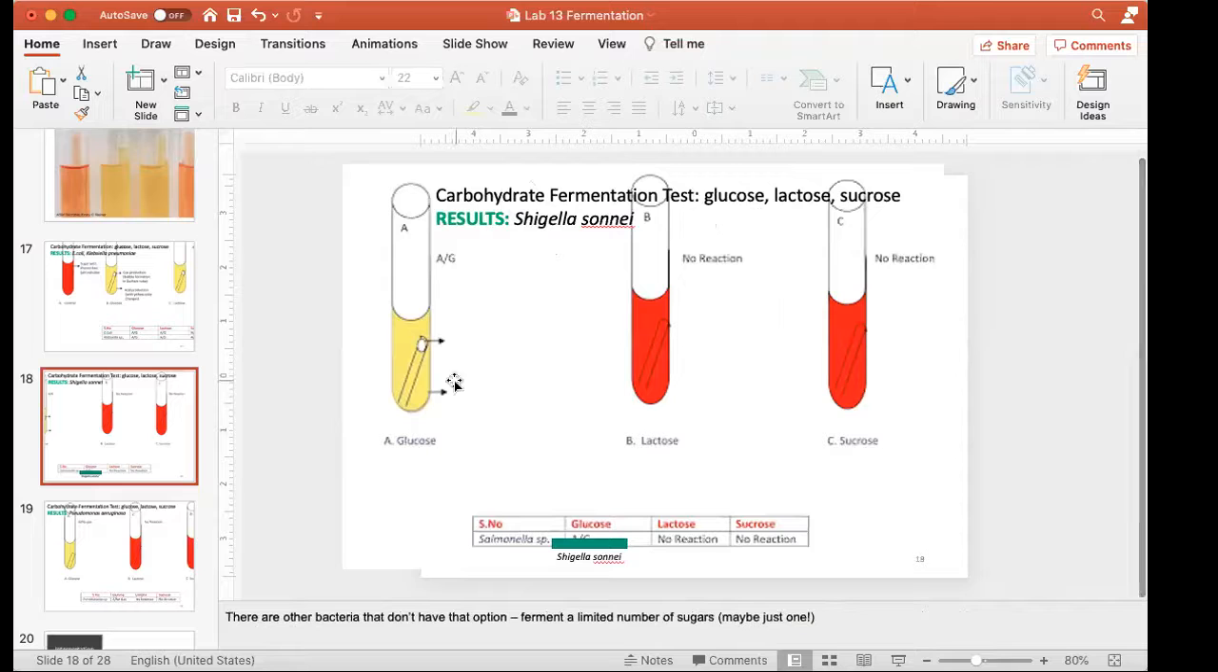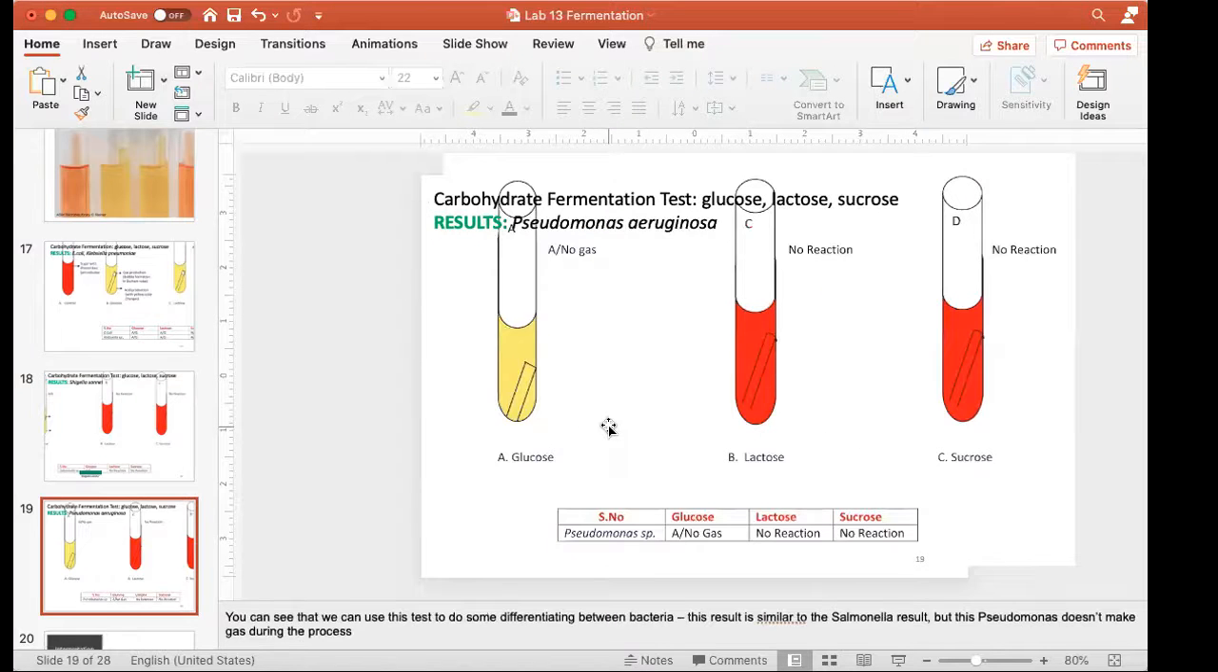Remember, when Shigella ferments glucose, it produces a gas as well as an acid. When Pseudomonas ferments glucose, no gas. All right, that's an important distinction. They're both fermenting glucose, but they're using a different pathway to do it.